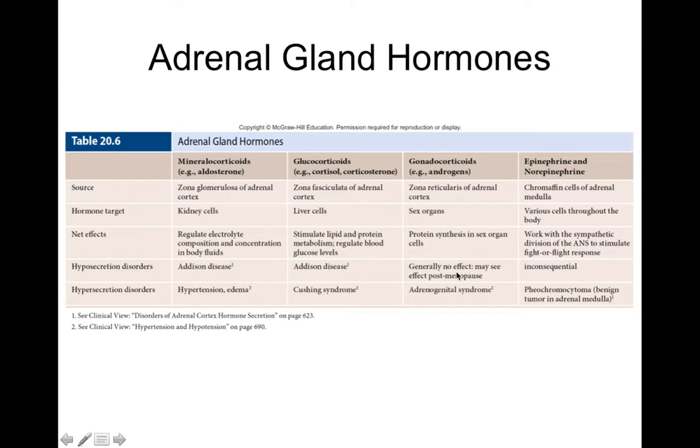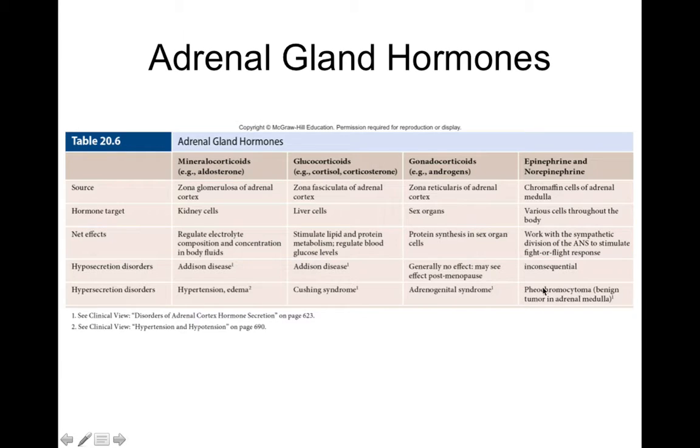Now, if you have low levels of the gonadocorticoids, it usually doesn't have any effect because you can still get sex hormones from your gonads. But if you have high levels of these gonadocorticoids, that can cause androgenital syndrome, where you can have excessive secondary sex characteristics as a result.